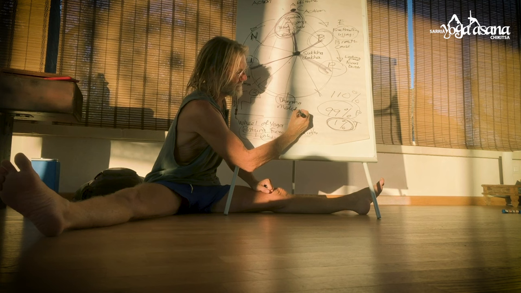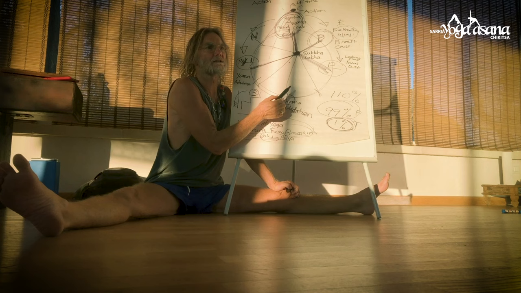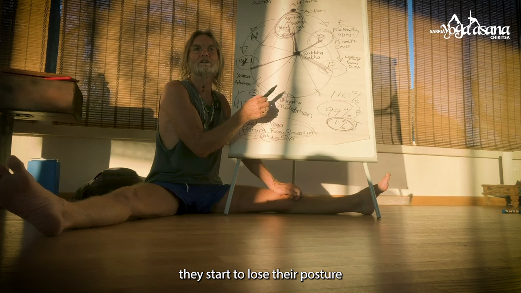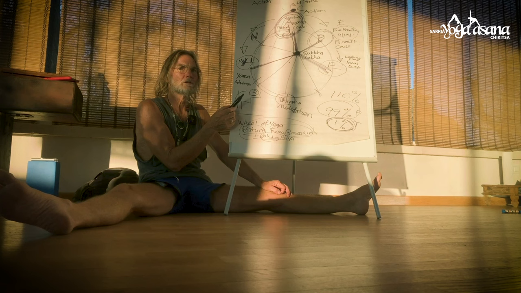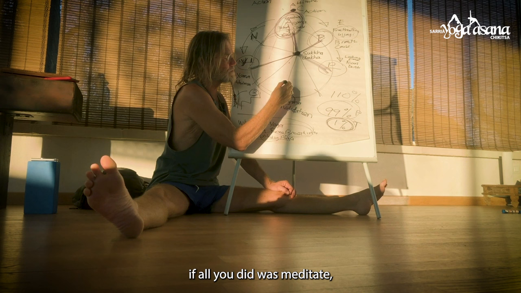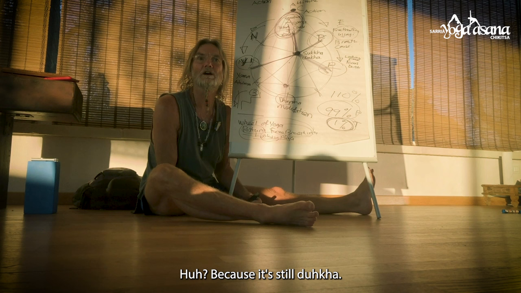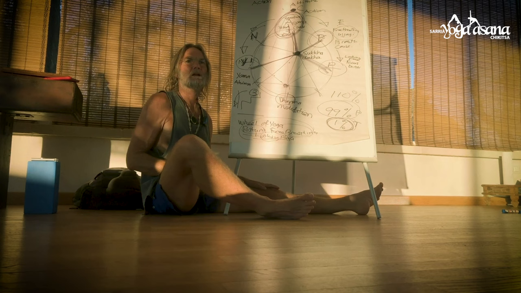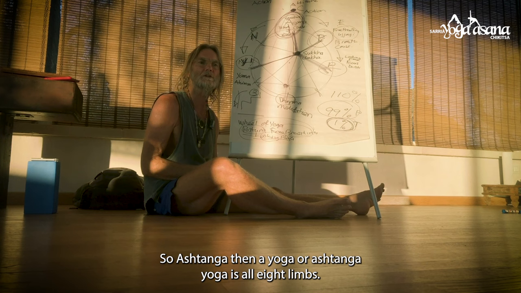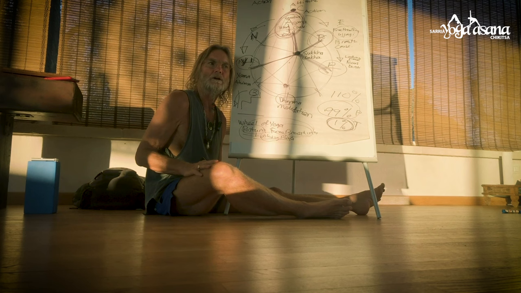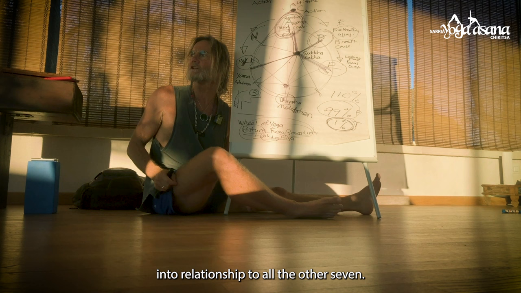If we look at meditation, if all you do each day as a practice is sit, this is what's happened to the monks that no longer have a physical practice, they start to lose their posture. If you look at the opposite, if all you did was meditate, your graph or wheel would look like that. Huh? It's still dukkha. And so what is a true sukha? As a balance, you've got to find the balance. So Ashtanga Vinyasa Yoga or Ashtanga Yoga is all eight limbs. It's not a bias on any one, though any one of the limbs should bring you into relationship to all the other seven.